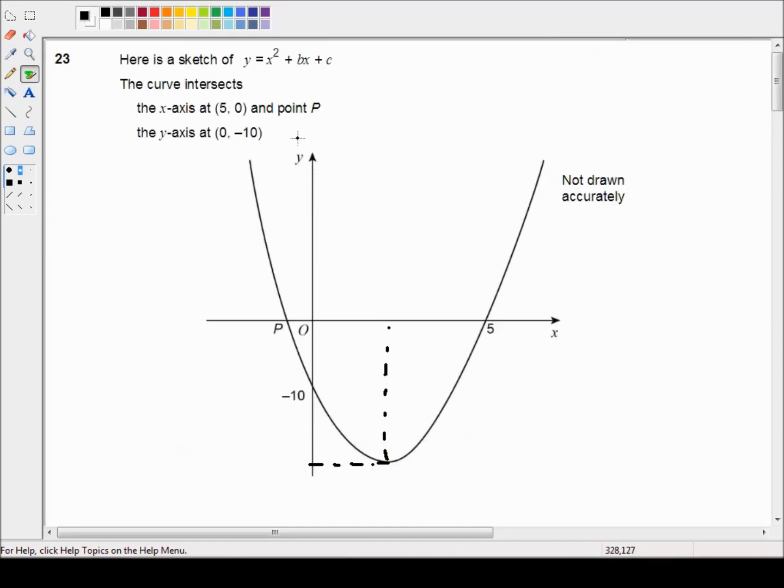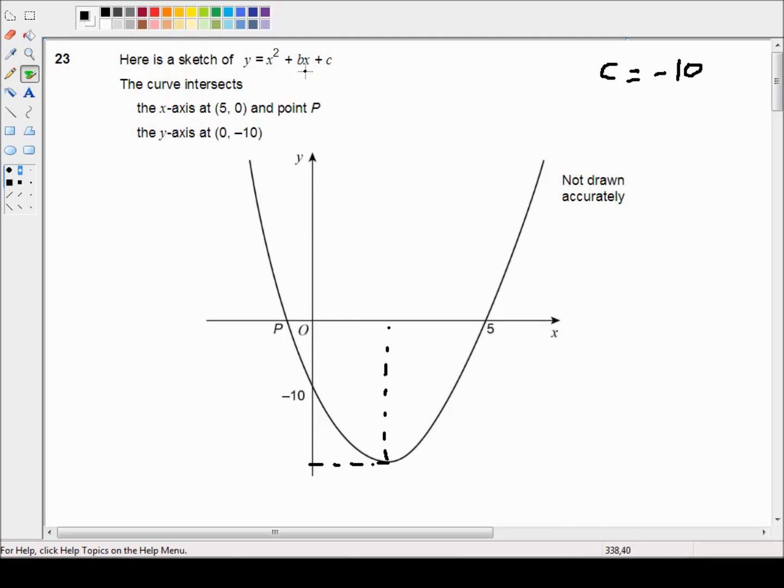Okay, so our equation is y equals x squared plus bx plus c. So we've got two unknowns here. Well, we know the y-intercept from the y-axis. It says the curve intersects the y-axis at 0, negative 10. So we know that c equals negative 10, because when x is 0, y is negative 10. So 0 squared plus b times 0, anything times 0 is 0. So all we're left with is c. So negative 10, which is the value for y, is equal to c. So c is negative 10.